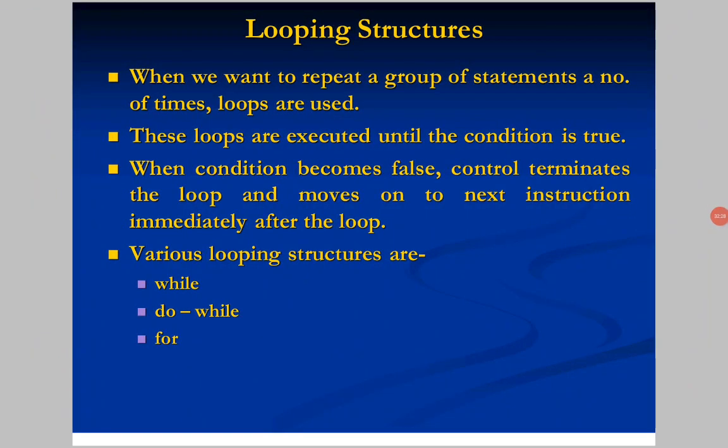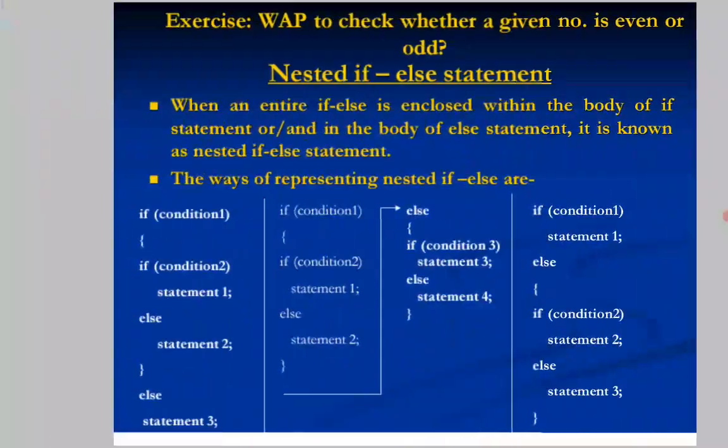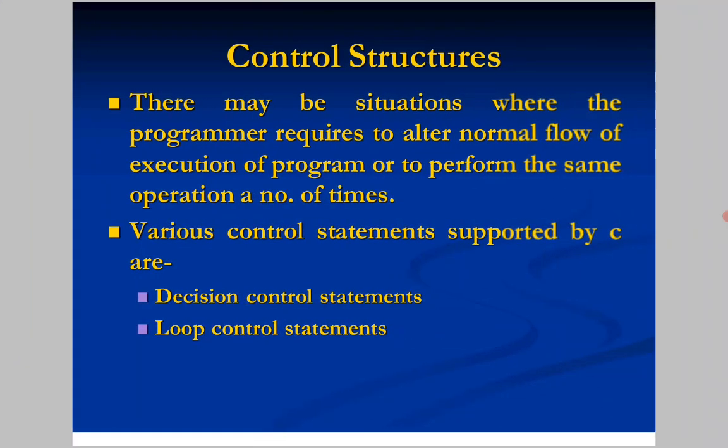Next, looping structure. As we know, control statements are of two types. In the first slide, control statements are also called control structures, but here they are control statements in C language. The first type is decision control statements or conditional statements. The second type is loop control statements or looping statements.